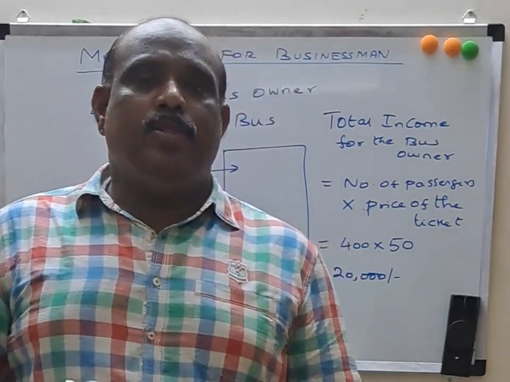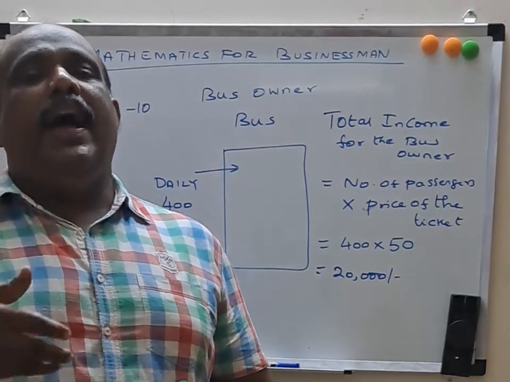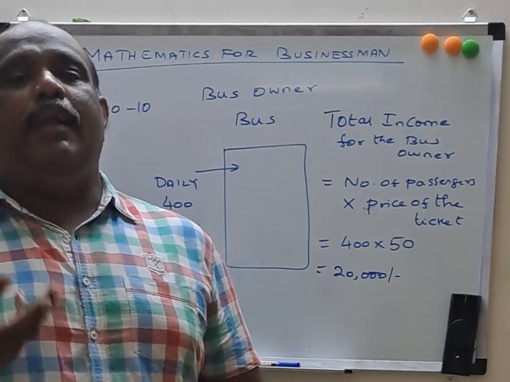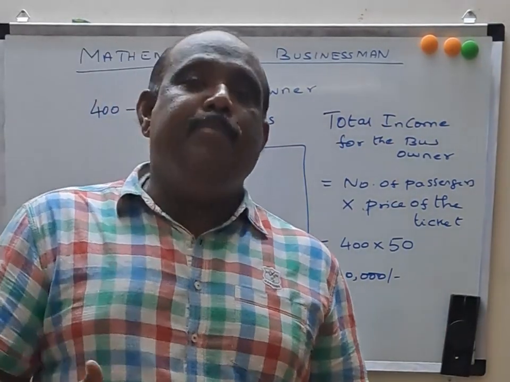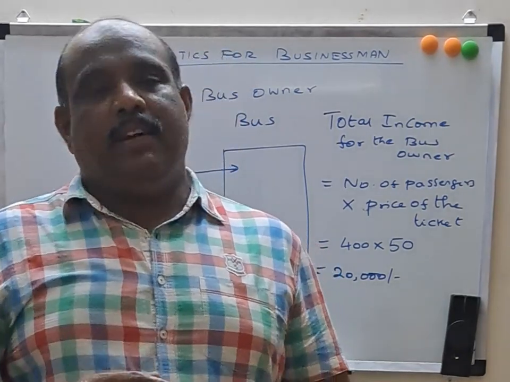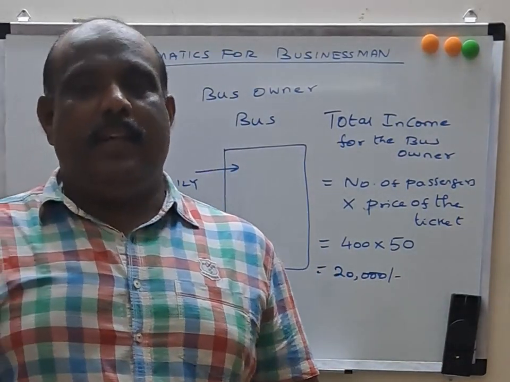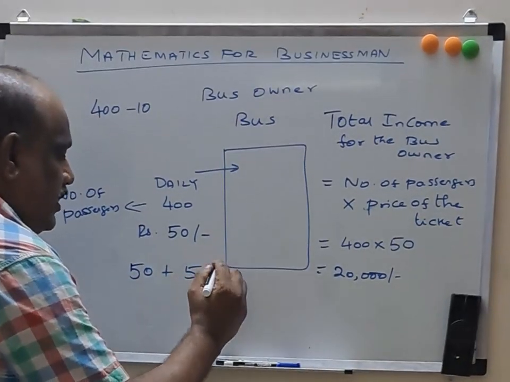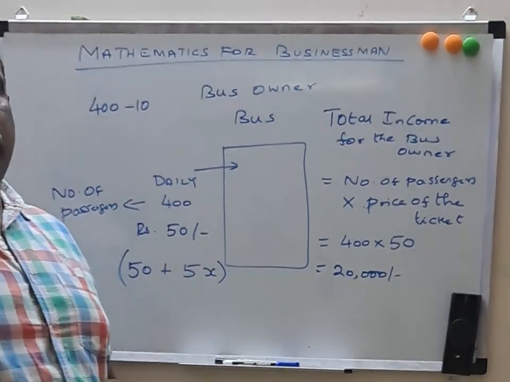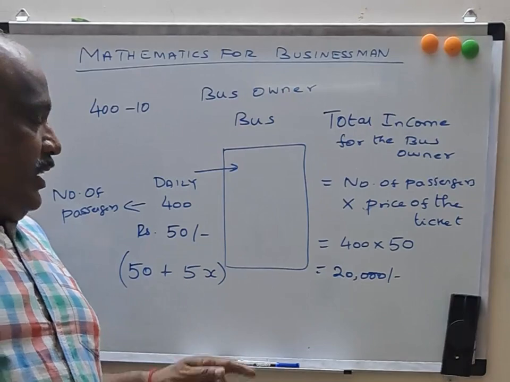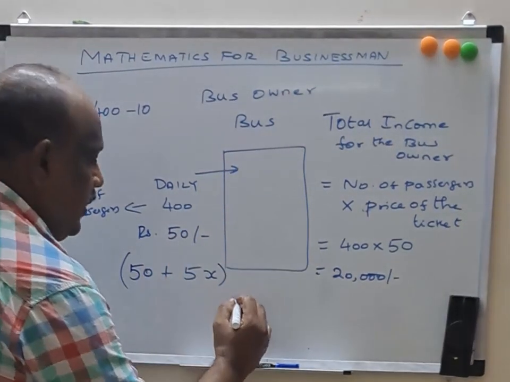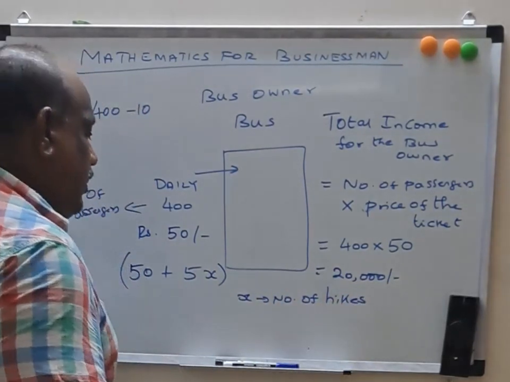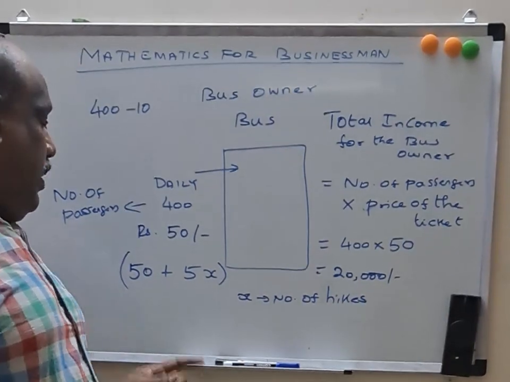That is the question. Whether he can go with a 1 time hike, or 2 times, or 3 times, or 4 times, or any number of times. So we want to help the owner decide how many times he can hike the price of the bus ticket. So now I am going to put it as 50 plus 5 into x. You may not be happy. What is this 50 plus 5 into x? Here x is nothing but the number of hikes. If I am going to increase 1 time, my price of the ticket will be 55.